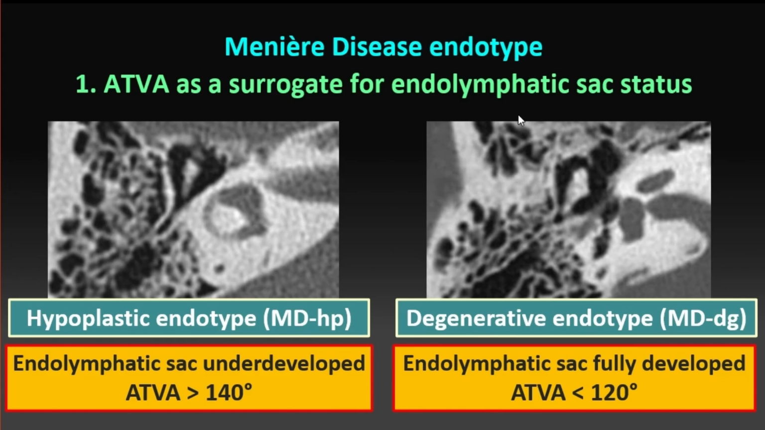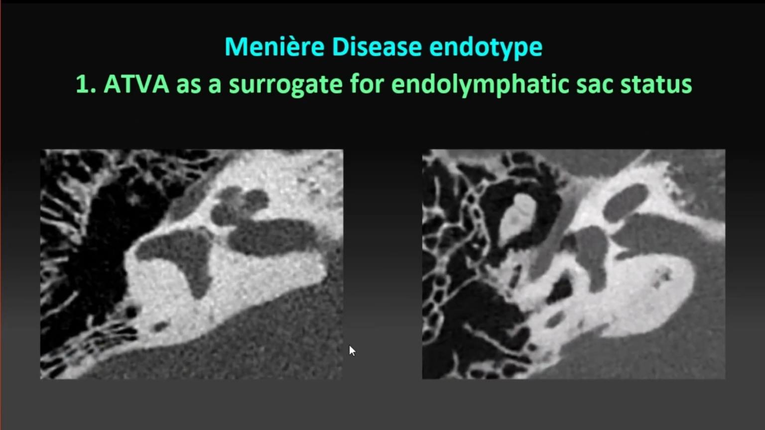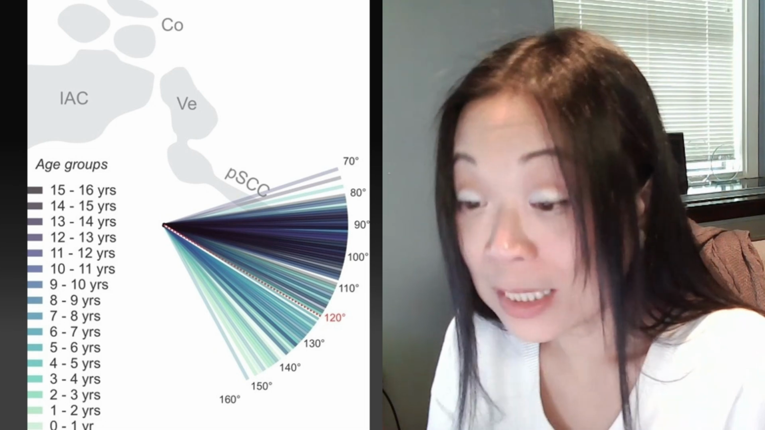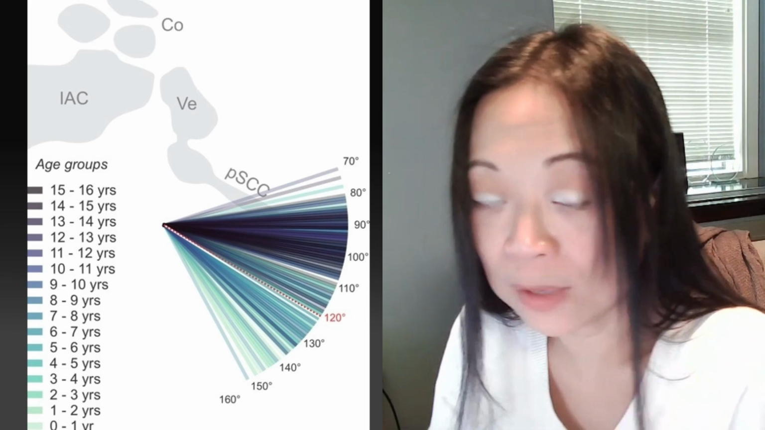So ATVA is our surrogate for identifying endolymphatic sac status. Now, the problem is we don't really know how early we can call this because they develop for a while. So that was our project. And what we did was we actually looked at scans in early years of life. It turns out that it's never been described before, but the vestibular aqueduct keeps developing. So it's not fully developed yet at birth, but it keeps evolving.